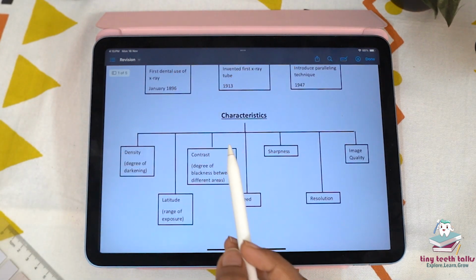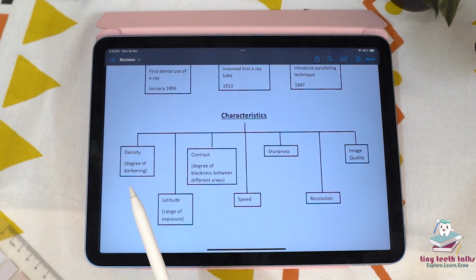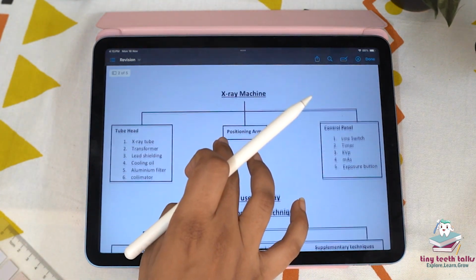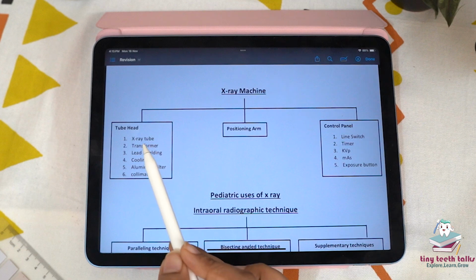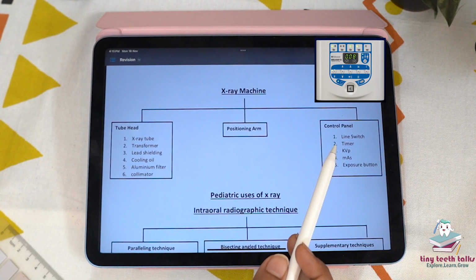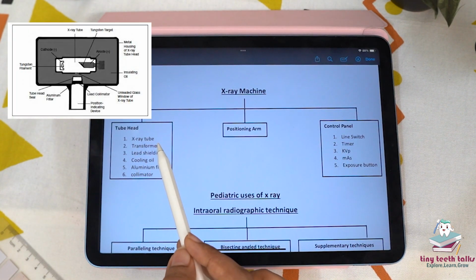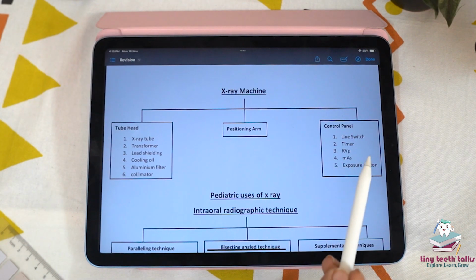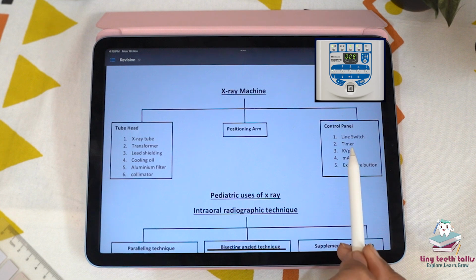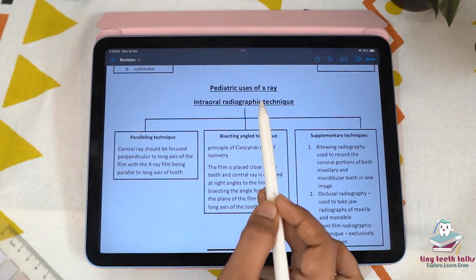Then coming to the characteristics of ideal radiography, which include density, latitude, contrast, speed, sharpness, resolution, and image quality. Then coming to the X-ray machines, which include the details of each part and how it works. It has three main parts: tube head, positioning arm, and control panel. The tube head includes the X-ray tube, transformer, lead shielding, cooling oil, aluminum filter, and collimator, and the control panel includes the line switch, timer, kVp, mA, and exposure button. Then we covered pediatric use of X-ray.